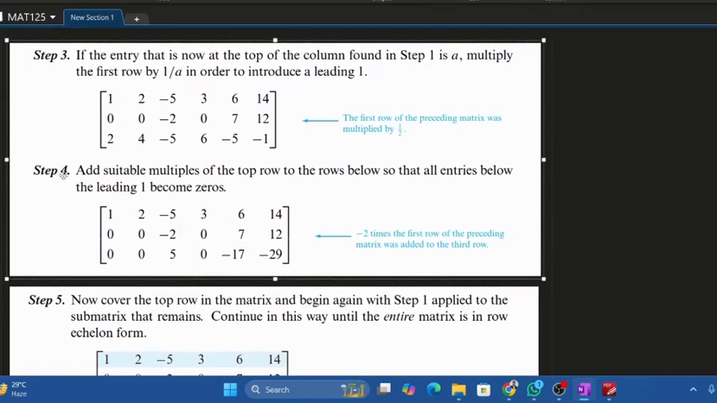And then step 4 is: add suitable multiples of the top row to the rows below, so that all entries below the leading one become 0. What does this mean? We have to make all the entries below the leading one 0. Why? Because in a row echelon form, all the entries below the leading one are zeros. So we have to make this 0. This is already 0, so we have to make this 0. How can we make this 0?